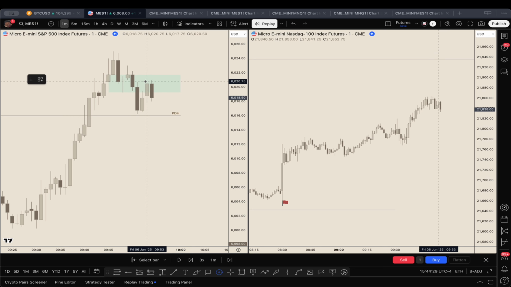The reason I did not enter here is because I felt like the 5 minute closed just a little bit shallow beyond this low here. This was the low that would have given me that bearish engulfing. It just seemed a little shallow to me. So I waited for price to show me just a little bit further confluence that it wanted to go lower. So I waited for it to get down here.